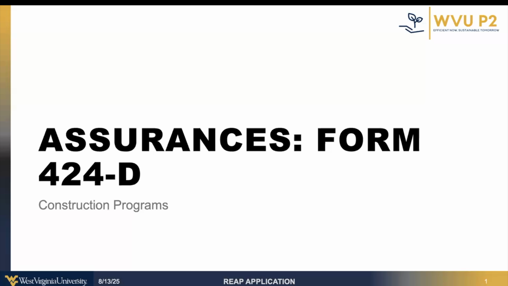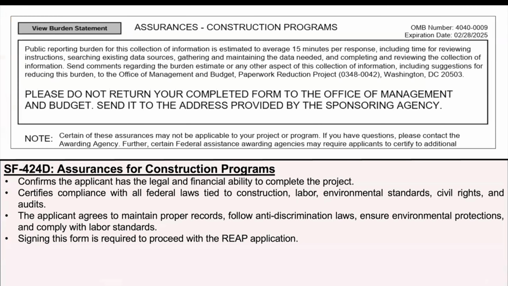In this section, we will go over Form 424D. This is the assurances for construction programs. It is required when applying for federal funding that involves any kind of construction or installation work, like a lighting upgrade, for example. It lists the federal laws and regulations that your project needs to follow. You're not filling anything out line by line here, just signing to confirm that you understand and agree to comply with those rules if your project is approved.